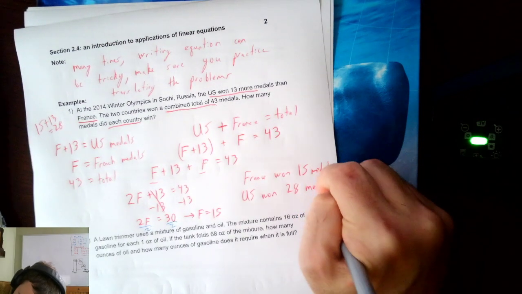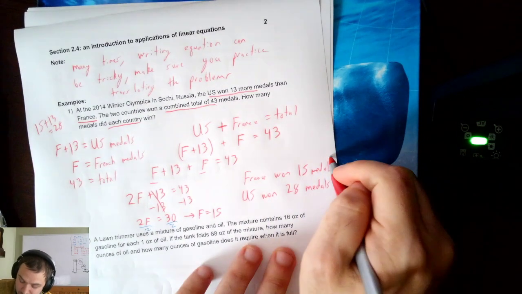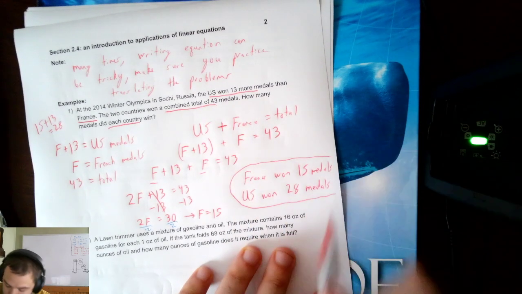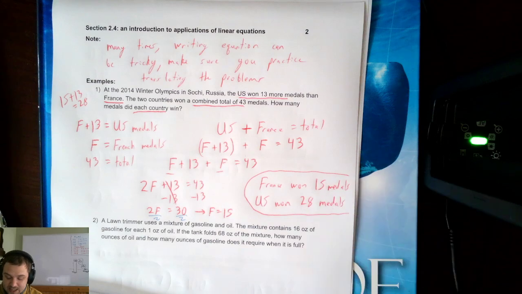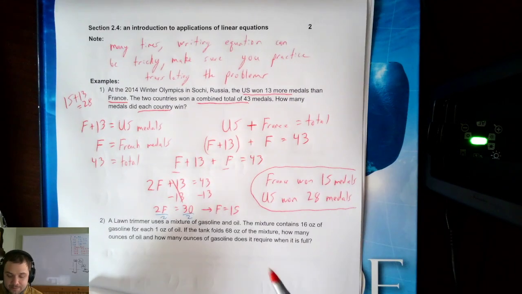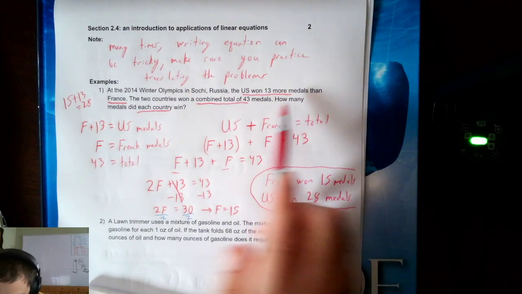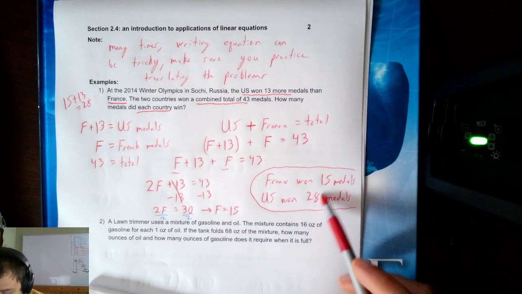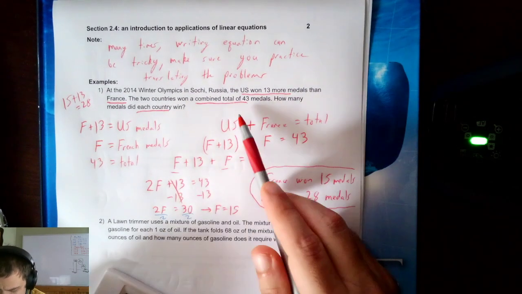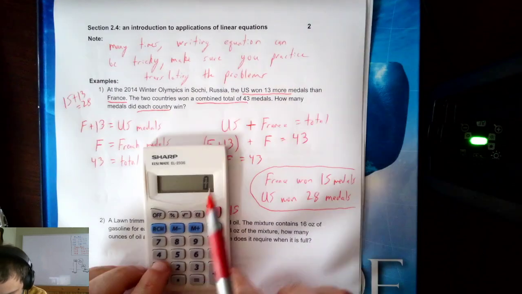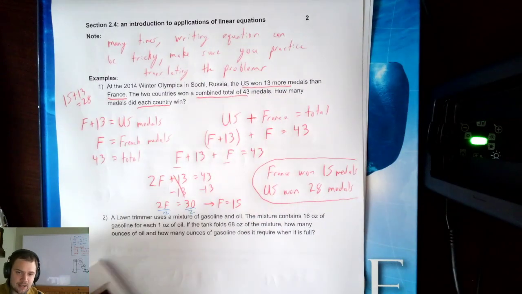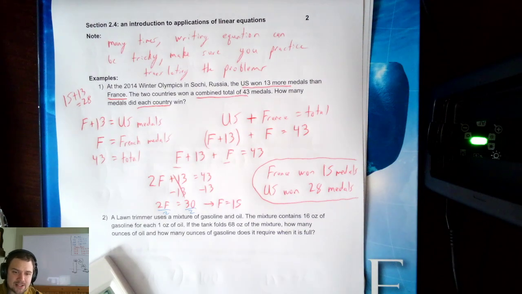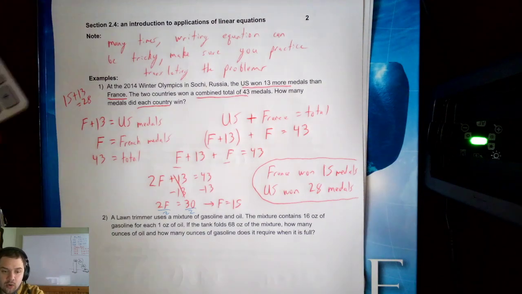I can use the information in the question to answer my value, right? So, 15 and 28. Now, we should check. The U.S. won 13 more medals than France. It looks like that's true. The countries won a combined total of 43. Let's see, 15 plus 28, 43. I know I've done the question correctly because I reread it with my answer in mind. So we know we are correct.